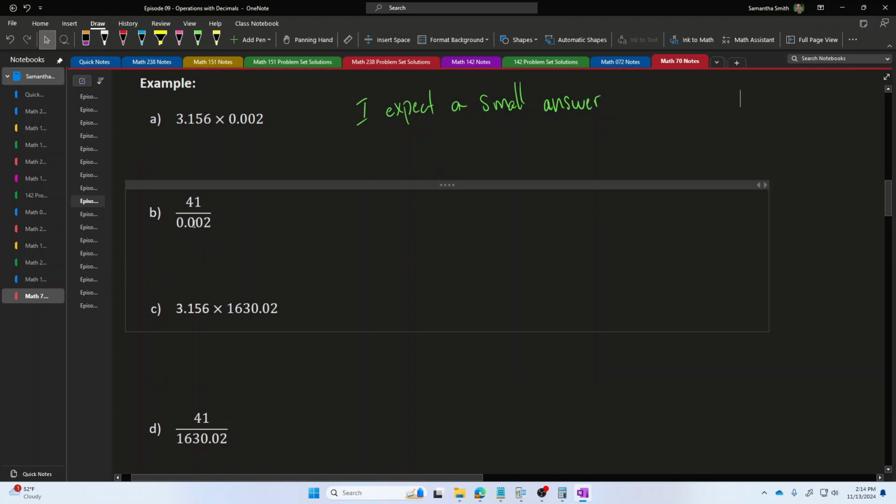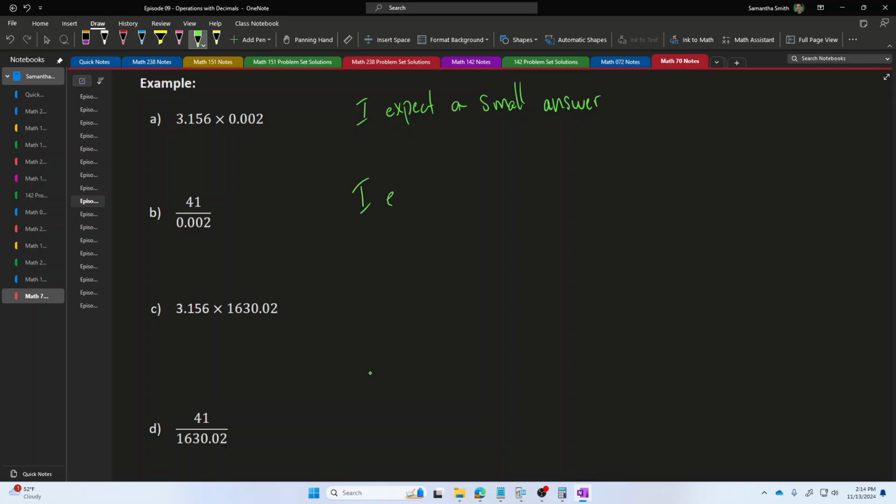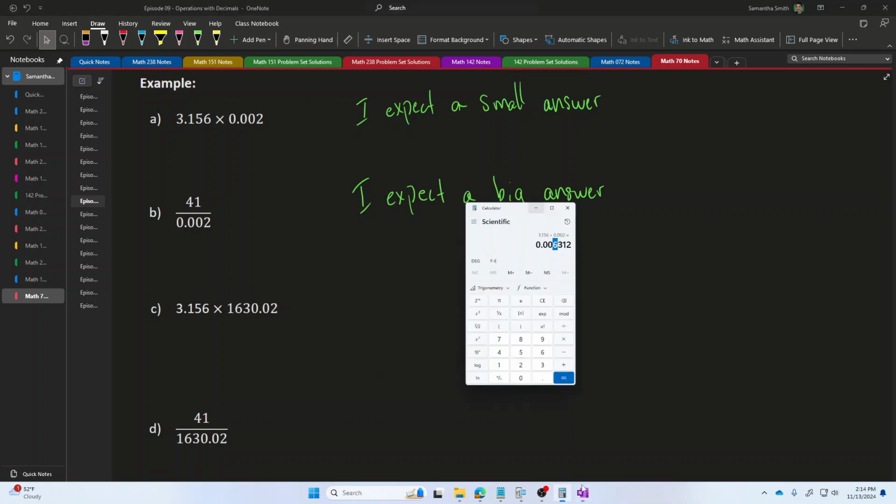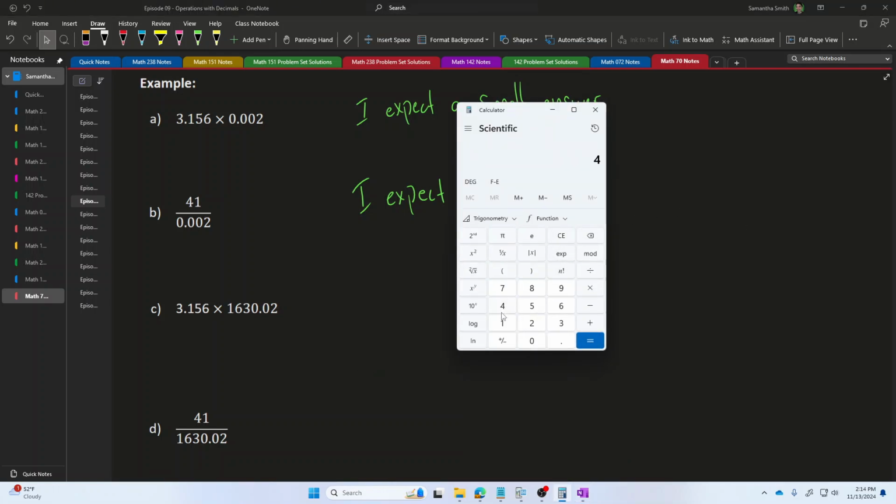Here, I have the number 41, and I am dividing it by quite a small number. 41 divided by 0.002. Because I'm dividing by such a small amount, I expect a really big answer from this. So let's go into the calculator and let's check and see if that's true. If I divide 41 by 0.002, I get about 20,000. So that's a really big result. So that makes sense. If you divide by a small number, you get a really big answer.